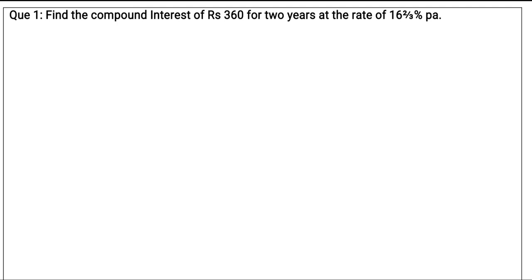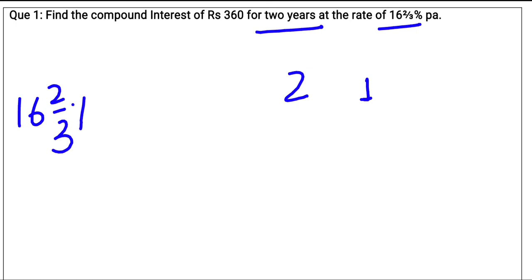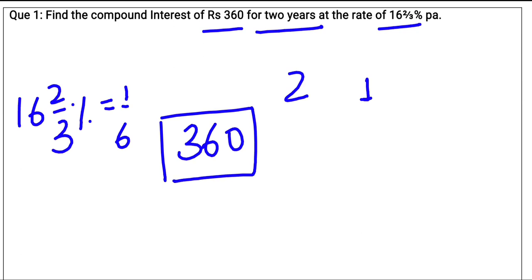First we have to write, because it is 2 years, so for 2 years we write 2 and 1. Now this percent is 16 2 upon 3, and this percent in fraction is 1 upon 6. Okay, now what amount is given, what principal is given? It is 360. Understand? So if you divide this 360 by 6, you get this 60. So we have to write this 60 below this 2.